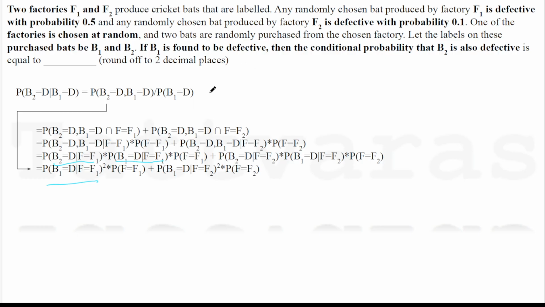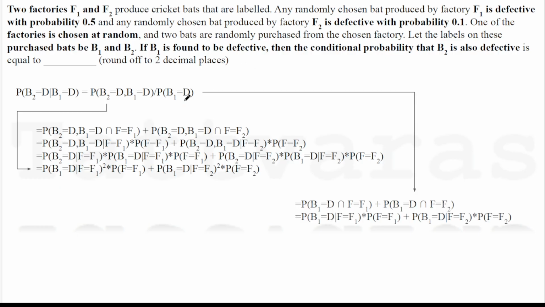And now let's go through the denominator. The denominator is essentially the same and maybe simpler as well, because we use the law of total probability to condition on the factories f1 and f2. Once that is done, we use the multiplicative rule and we get this structure, which is similar to this one where it is squared, but here it's just one bat in consideration, so it's like this.